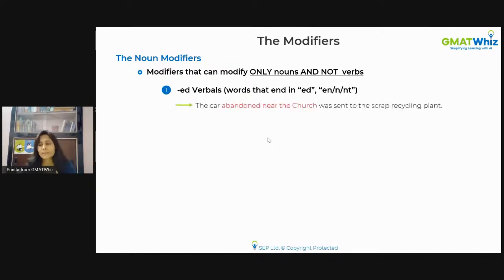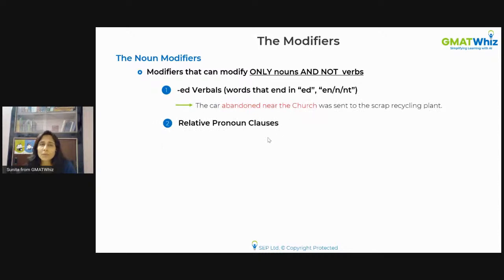For example, if you look at this sentence, the car abandoned near the church was sent to the scrap recycling plant. Your abandoned is not the verb performed by the car. It is just giving additional information about the car. This car is the one which is abandoned near the church. So this is an ED verbal. In our course, we will also teach you how to recognize that it's an ED verbal and not a verb, but that's a discussion for some other session. Rest assured, we will give you pointers about how to identify it. An ED verbal is always going to modify the noun, not the verb.